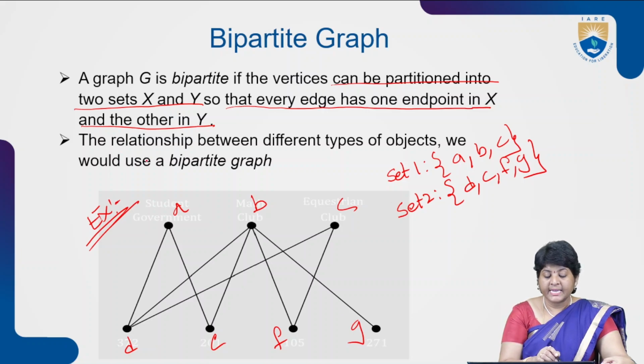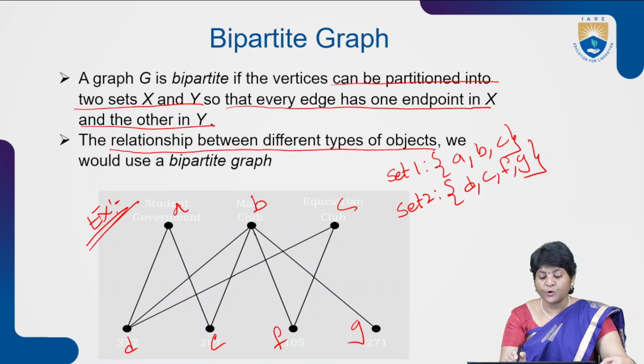And what is it saying? The bipartite graph will establish two sets, X and Y. And now, it will establish the relationship between different types of objects.